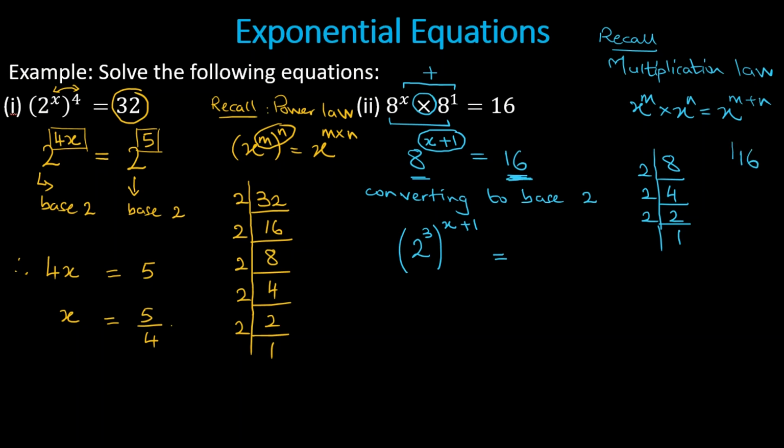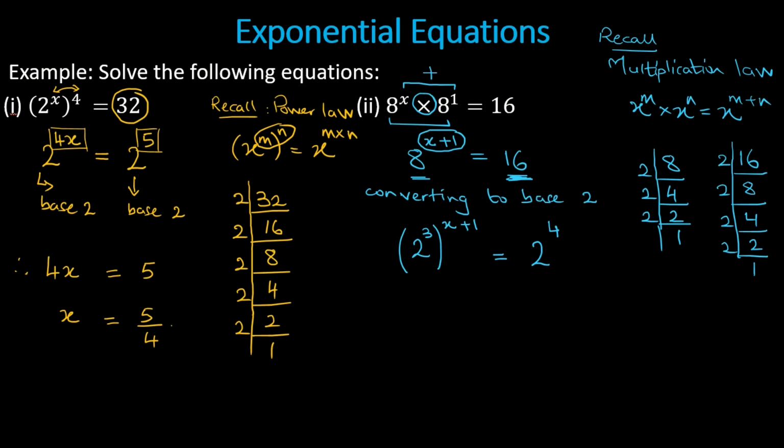We repeat the same steps, we divide by 2. 16 divided by 2 is 8. 8 divided by 2 is 4. 4 divided by 2 is 2. And 2 divided by 2 is 1. So 16 is simply 2 to the power of 4. You see, we have been able to write down both sides in terms of the same base. So now we can proceed to simplify.